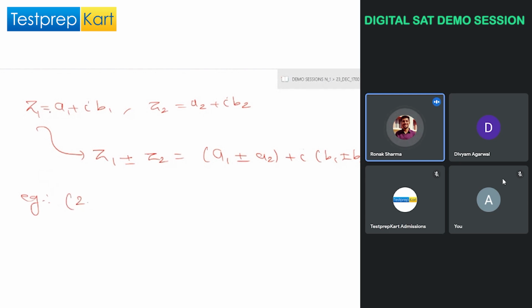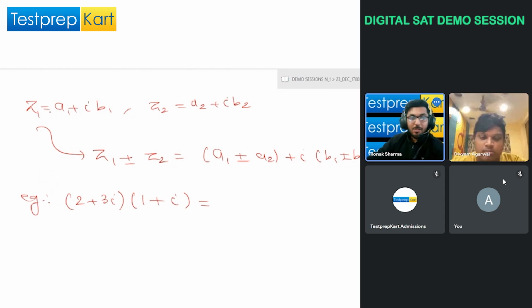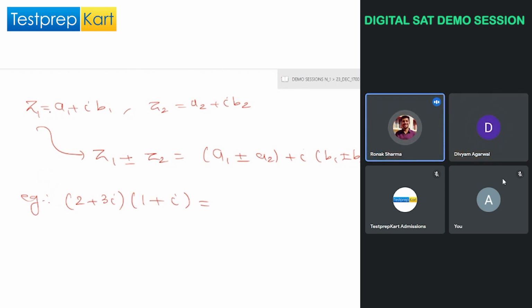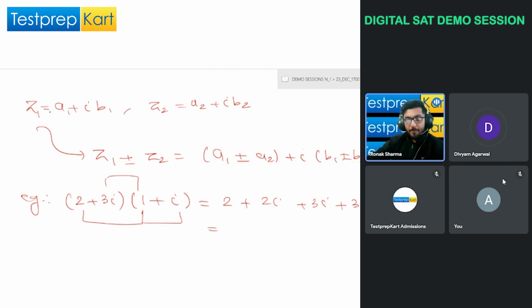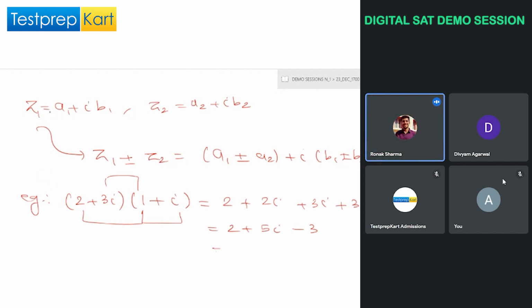Let's say we have 2 plus 3 iota multiplied by 1 plus iota. Multiplication is not limited to real with real and imaginary with imaginary; it takes the full form. 2 will be multiplied with 1, then 2 with iota, then 3 iota with 1, and 3 iota with iota, which gives 3 iota square. So 2 plus 5 iota, but 3 iota square will be minus 3. So that will be minus 1 plus 5 iota. That's how we will work.